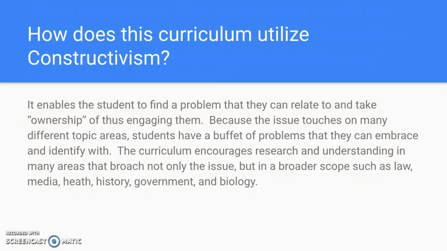The curriculum encourages research and understanding in many areas that approach not only the issue, but in a broader scope, such as law, media, health, history, government, and biology. So they can grab onto whatever they think is important or interesting to them, study it, and build their own sort of learning from addressing whatever issue or problem they're trying to address.